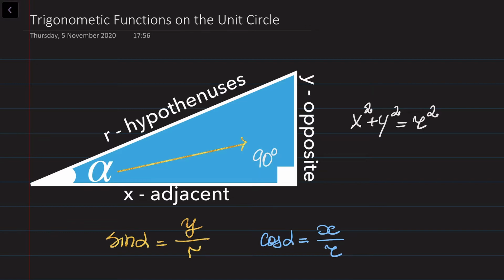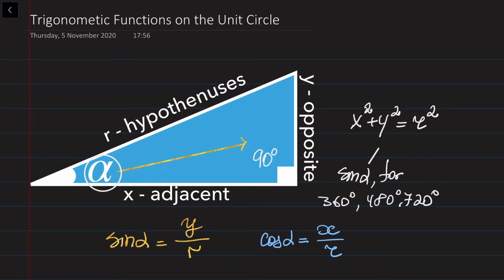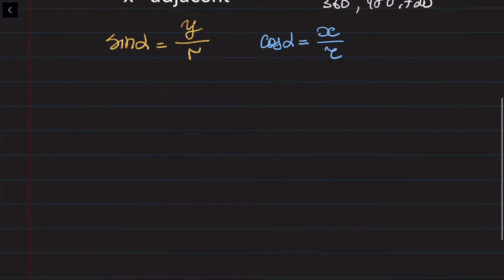Now the problem is that the values for the angles inside the triangles are limited. At the same time, we would like to define the sine or the cosine of the alpha for 360 degrees, or 480 degrees, or 720 degrees, for large angles, or any arbitrary angle. So this alpha can be any angle. It's going to be really difficult to define the trigonometric functions inside the triangles. That's why we're going to use the unit circle in order to define the trigonometric functions.